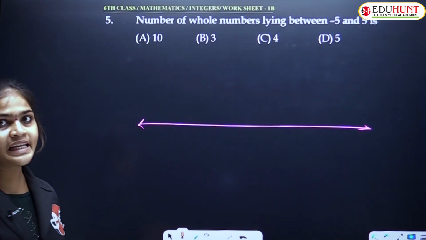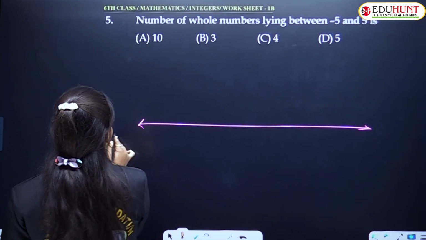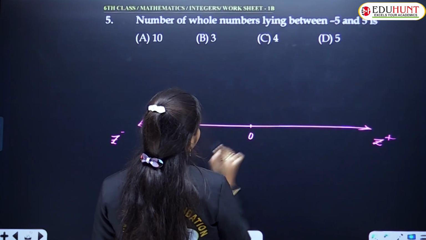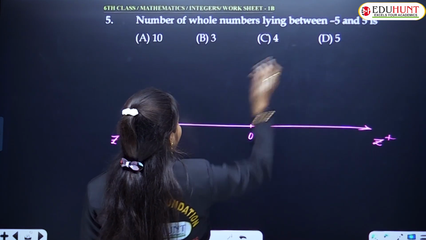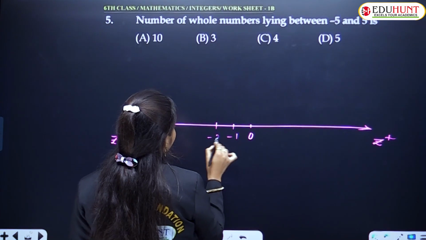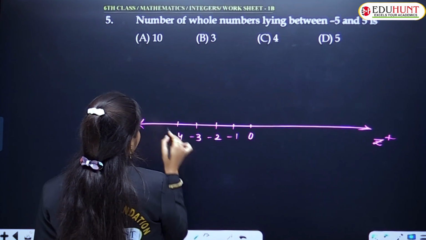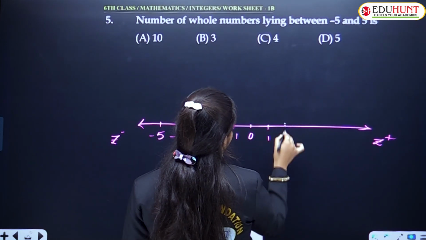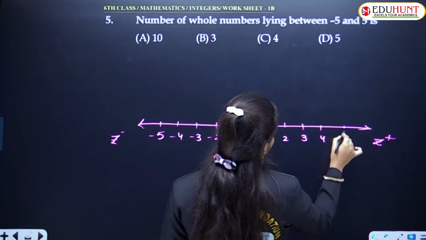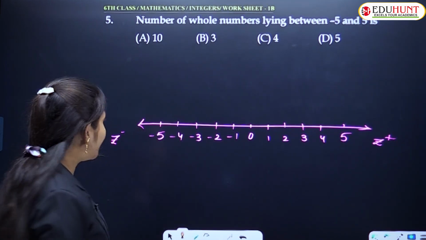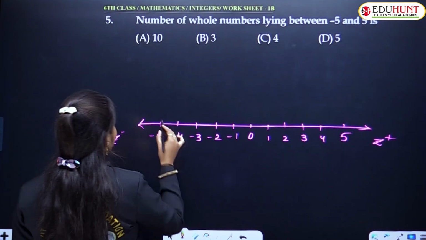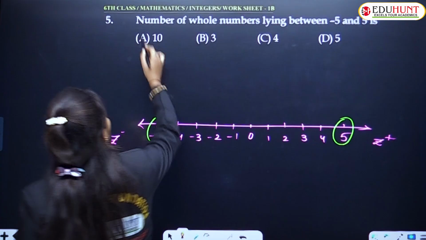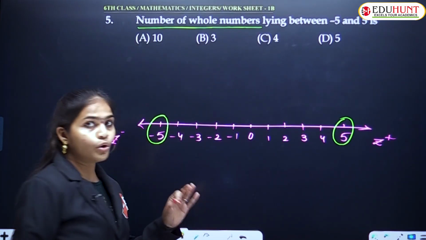Next, number of whole numbers lying in between -5 and +5. So on the number line, this is 0, and here they are asking about -5 and +5. -1, -2, -3, -4, -5. Next, here +5: 1, 2, 3, 4, 5. In between -5 and 5, how many whole numbers are there? Here they are asking the number of whole numbers.